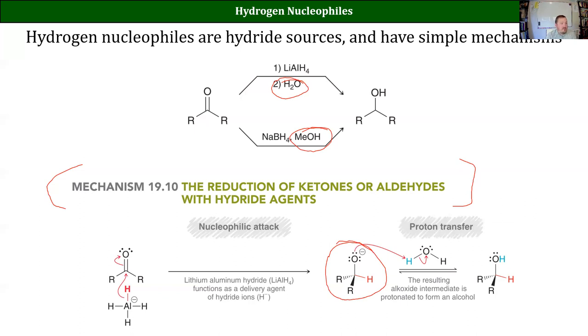All right, and we've seen both of these reactions before, right? When we talked in the alcohol chapter last quarter, we talked about making alcohols using these techniques. Now, since this is the carbonyl and ketone chapter, we're specifically talking about it from the point of view of the carbonyl, but it's the same reaction.